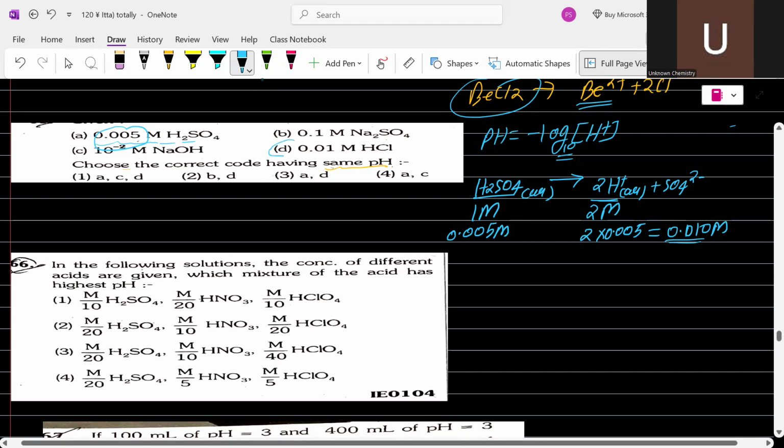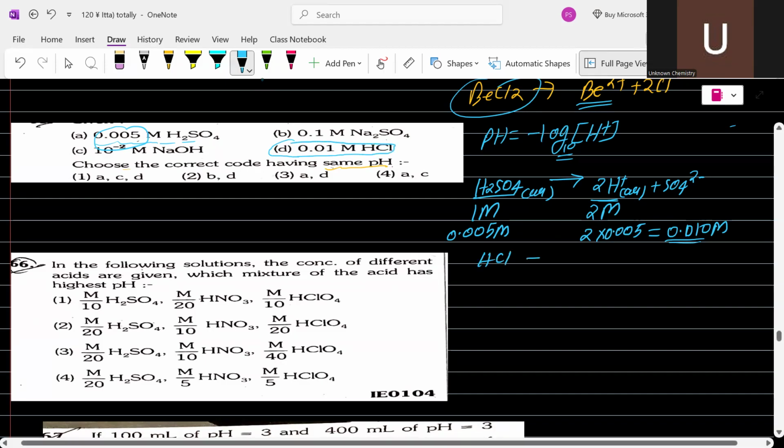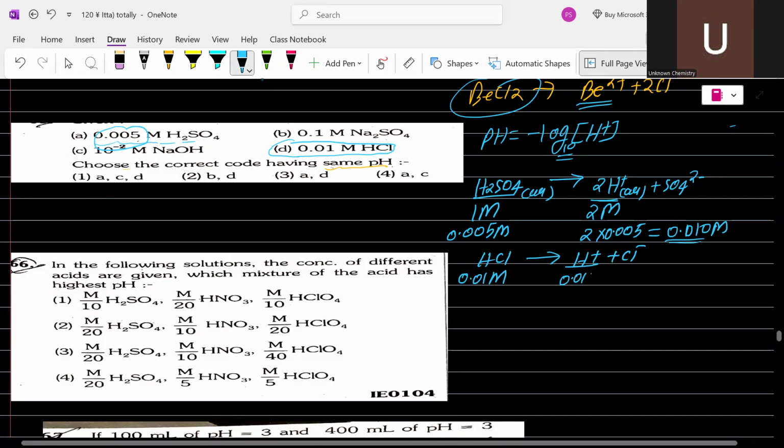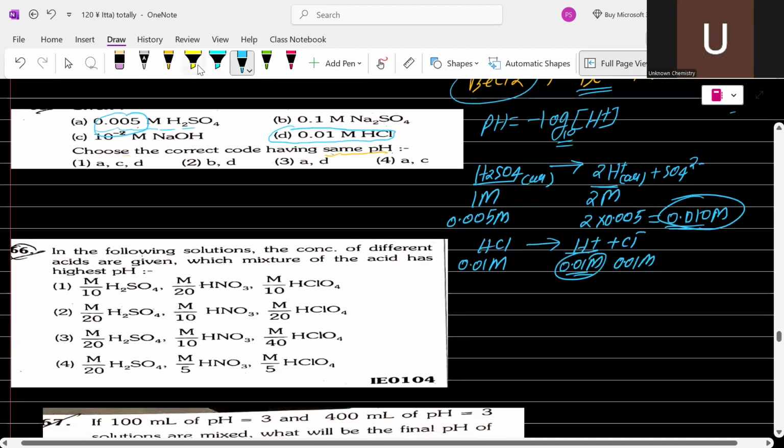Similarly, here in D, if you will notice the concentration of HCl, how will HCl break? HCl will break into H plus and Cl minus. So what is the concentration of H plus here? 0.01 molar, and Cl also 0.01 molar. So these two have the same concentration of H plus ion. Now let's see this option.